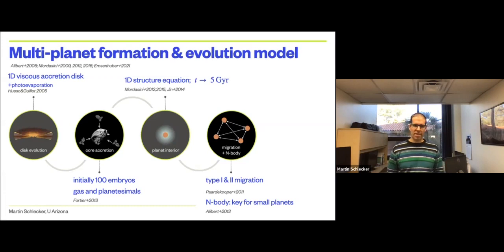Type 2 is then for the later stages of a gas giant planet. Once it has opened a gap in its surrounding disk, then we have a different migration regime, which we call type 2, which is usually much slower.